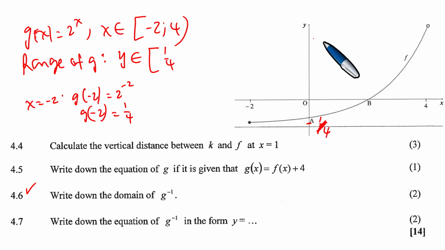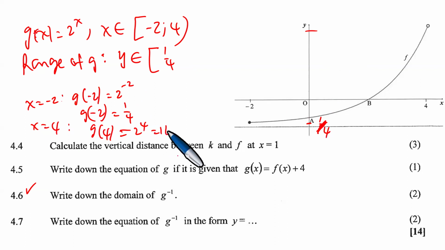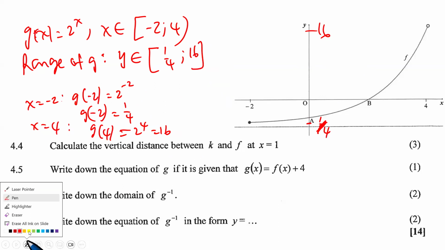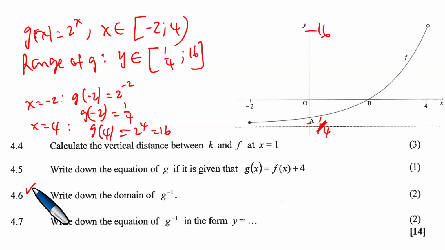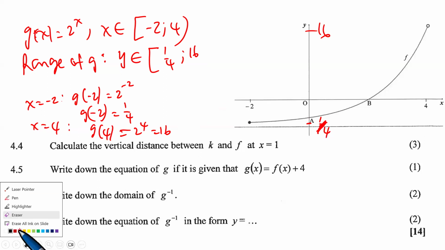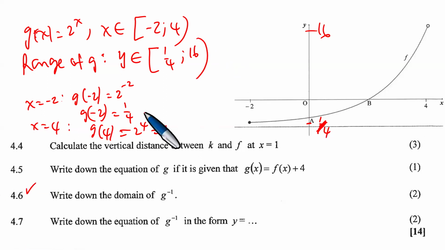And then it's going to rise up to x equals 4, which means g at 4 is 2 to the power 4, which is 16. When x is 4, then you have 16. So this is actually from 1/4 to 16, but 16 is the open end.